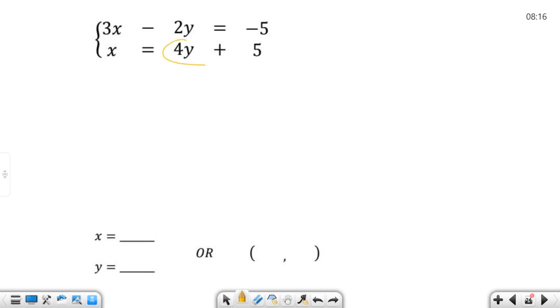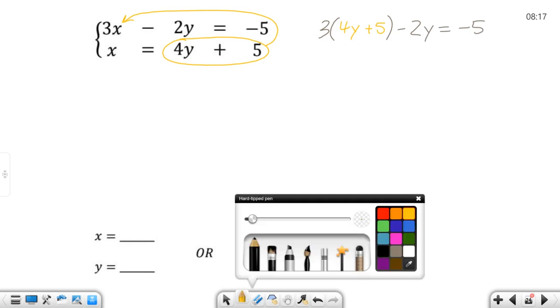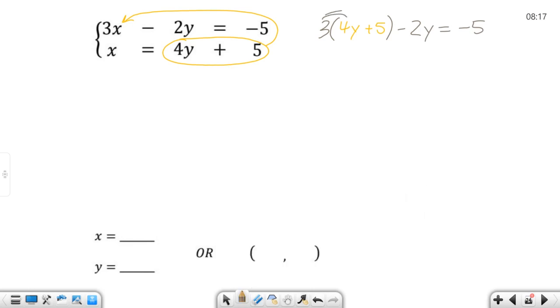So if I have x equals, I'm going to take all of this and plug it in for x. So let me come down here and say, okay, in this equation, I have 3 times x. I've got to leave a lot of room because I have 2 terms there, right? Minus 2y equals negative 5. And what am I plugging in there? I'm plugging all of this in here, right? So 4y plus 5.